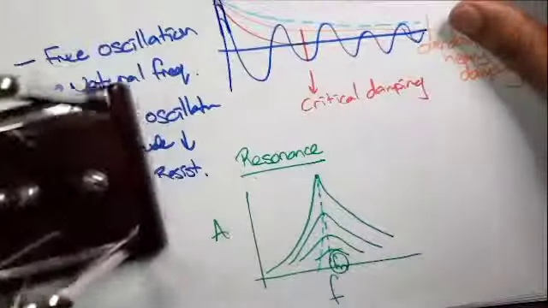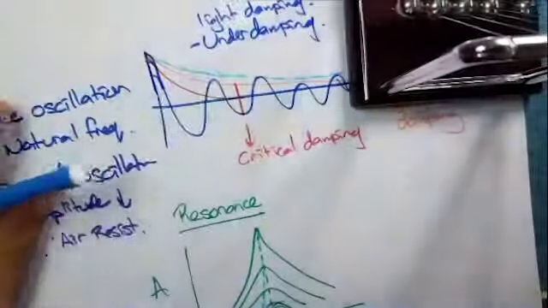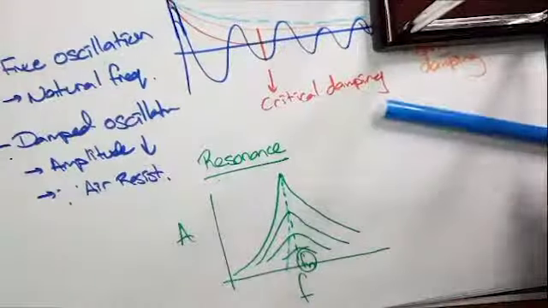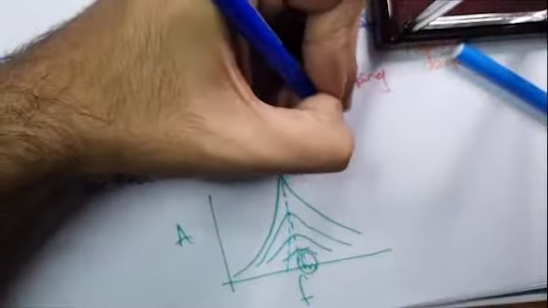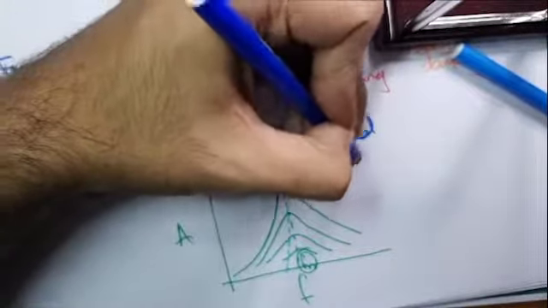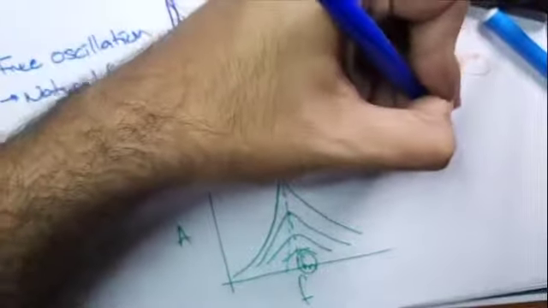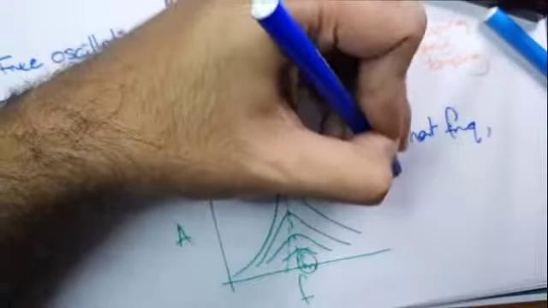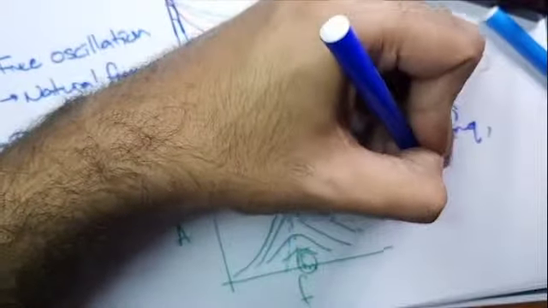I think we've done the entire chapter, have we? Maqsood? I think so. Did we miss out anything? Damped oscillation and resonance occurs at forced oscillations at natural frequency, resulting in large amplitude oscillations.